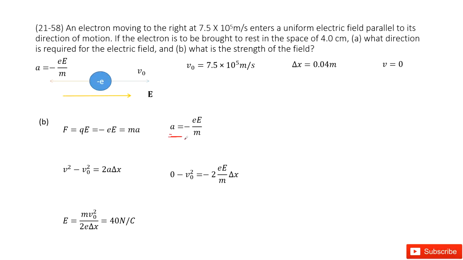Now you can see you need to find E. That means you need to find the acceleration a first. How can you get it? You know the initial velocity, the final velocity, and the distance traveled, delta x. So we use the equation in chapter 3, and then we input v as 0, acceleration as this term, and solve this equation. You get the expression for E, and input all the known quantities to get the answer.